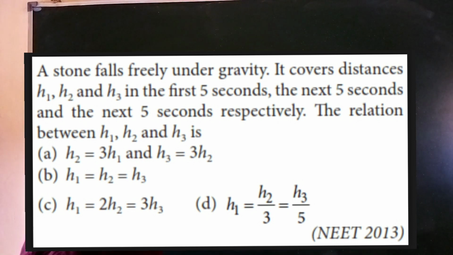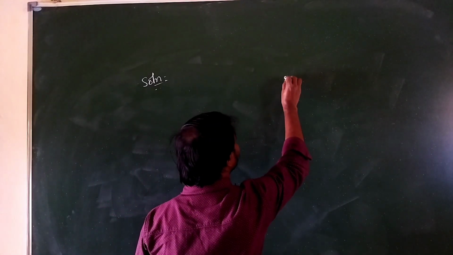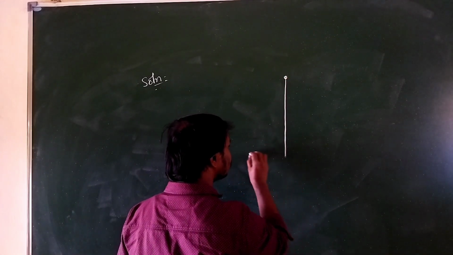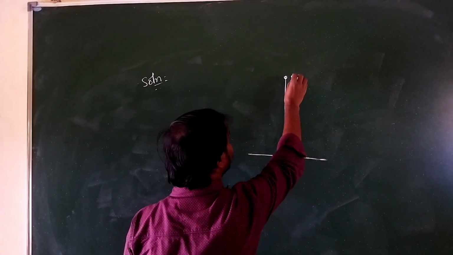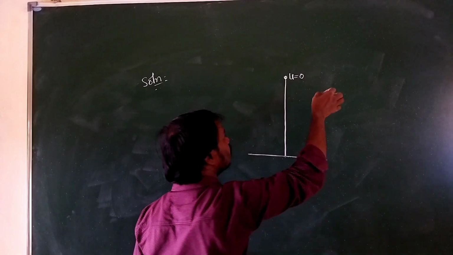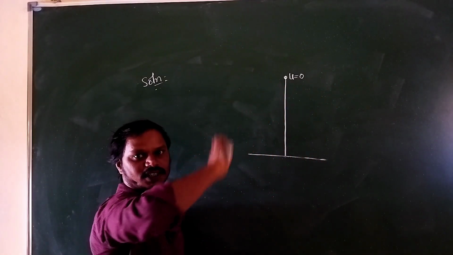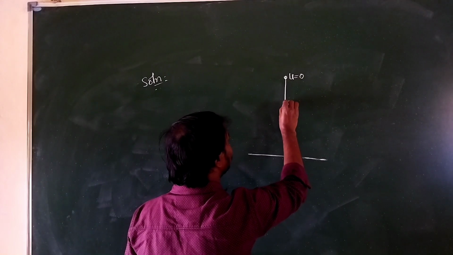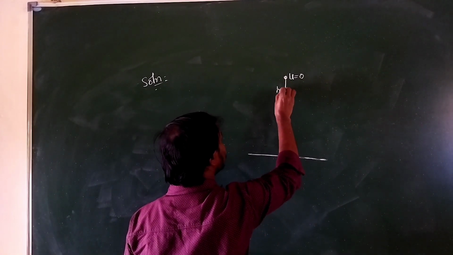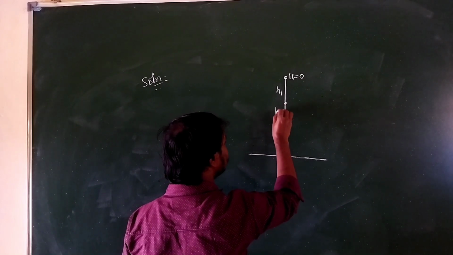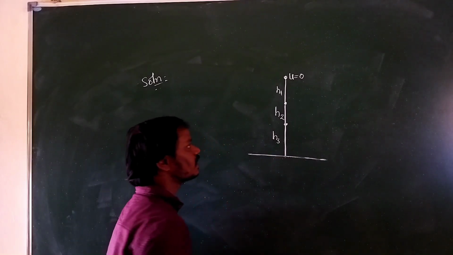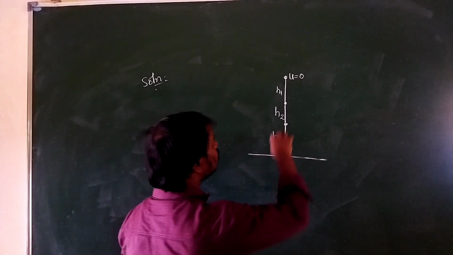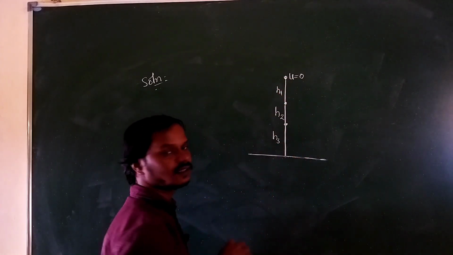So let us draw the diagram. This is a free fall case. There is a stone at a certain height from the ground, and initially we are going to take its velocity as 0, because we are going to drop the stone. In the first 5 seconds the distance traveled by the stone is h1, in the next 5 seconds it is h2, and in the next 5 seconds it is h3. We have to find the relation between h1, h2 and h3.